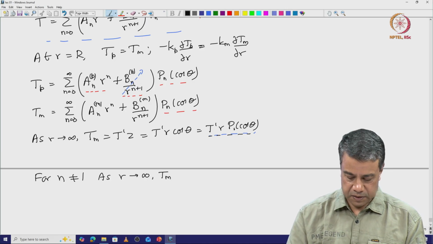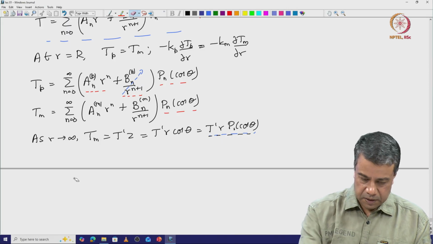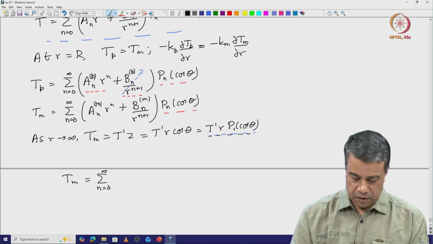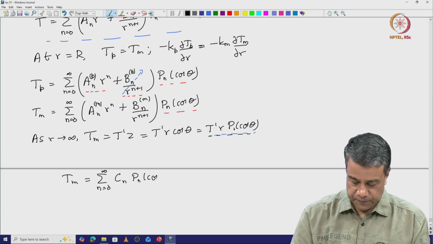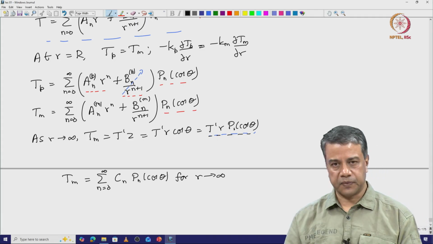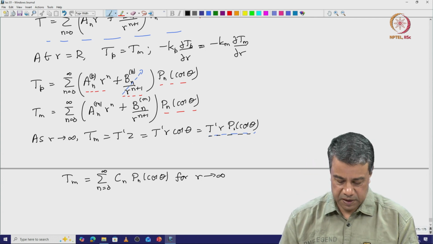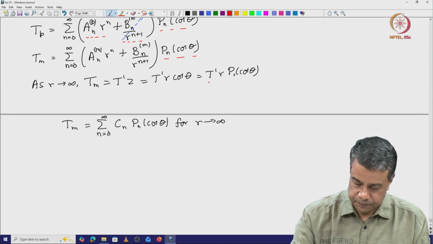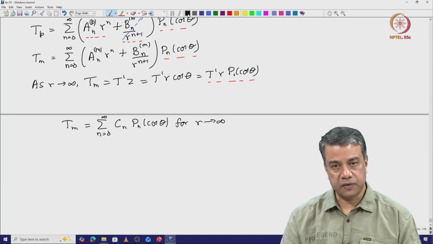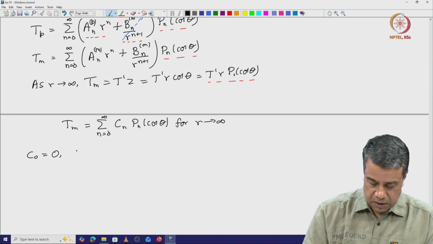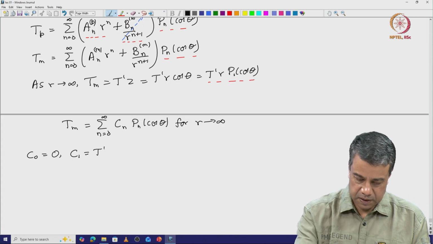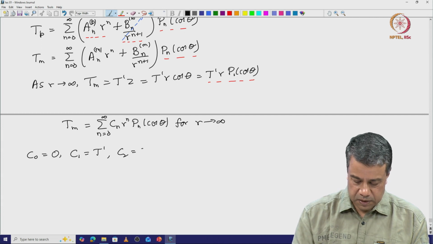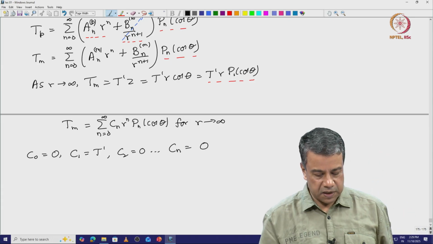If you are considering the case where n is not equal to 1, then as r goes to infinity, if I formally write the matrix temperature as the summation n equal to 0 to infinity of C n P n of cos theta, for r going to infinity, then because this is equal to T prime r cos theta, that implies that C 0 is equal to 0, C 1 is equal to T prime, C 2 is equal to 0, etc., C n is equal to 0. The forcing is only through the P1 term here.